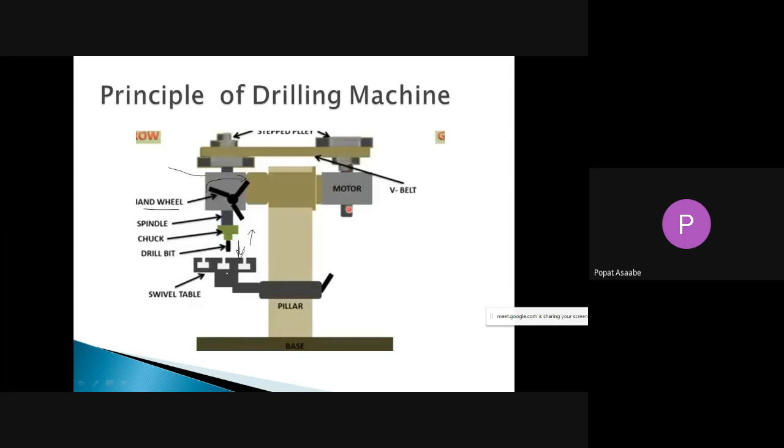Now suppose we want to move that drill bit out from that workpiece. That time we have to rotate this hand wheel in the anti-clockwise direction. When that hand wheel is rotating in the anti-clockwise direction, that time your spindle or that drill bit is going to move in the upward direction. In this manner we can produce the hole on your workpiece, or in this manner your drilling machine is going to work.